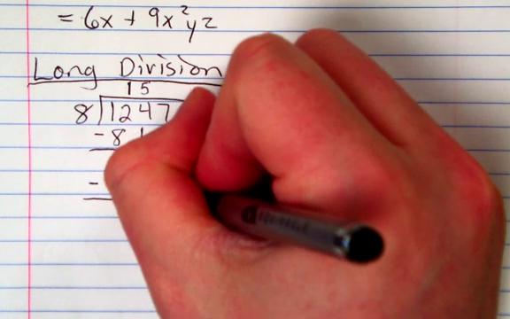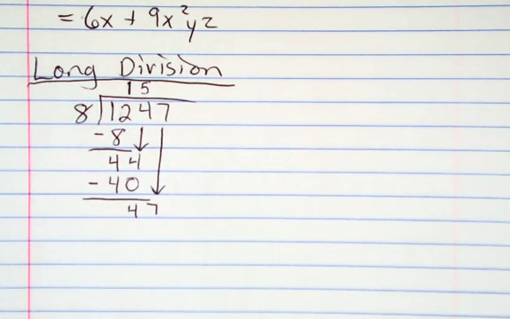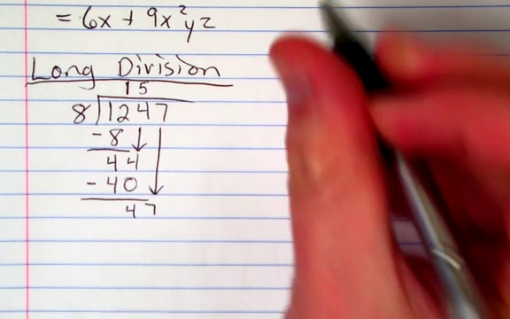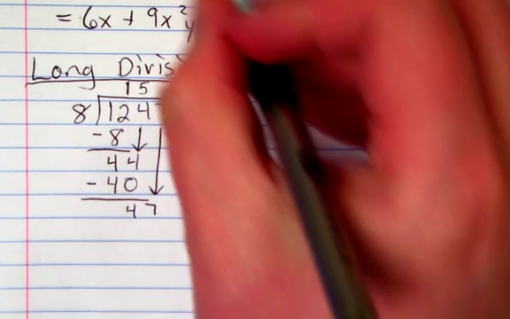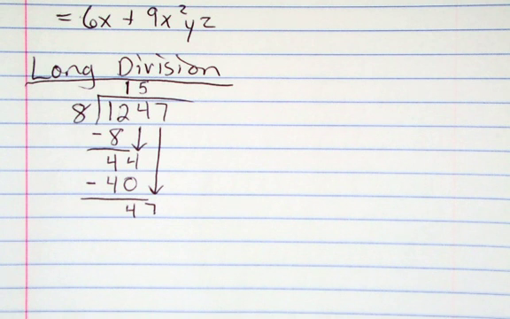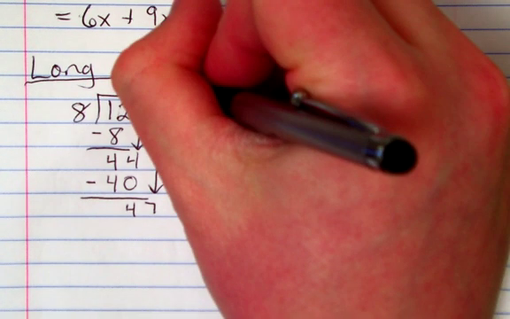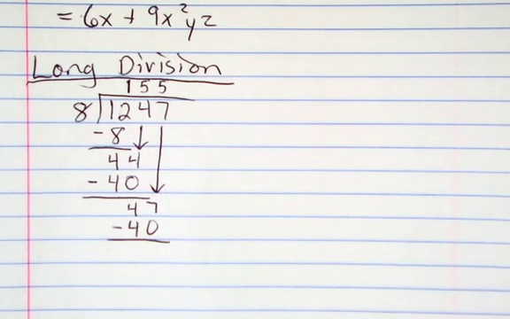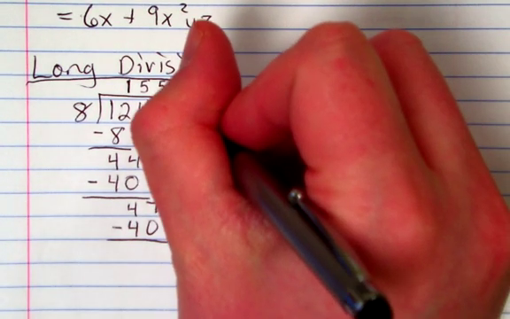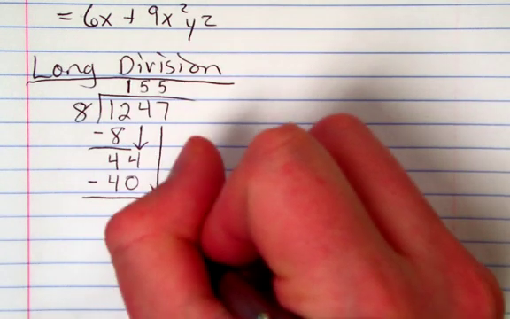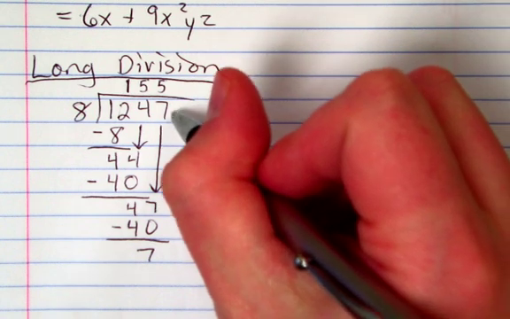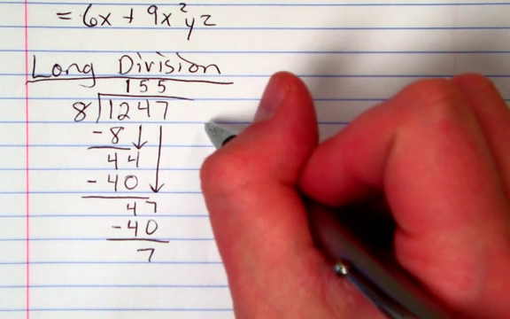I bring down the next digit. I ask how many times does 8 go into 47? This time the answer is 6. No, 5. Still 5. So 5 times 8 is 40. Subtracting 40 again, I get 7. I no longer have anything left over here.